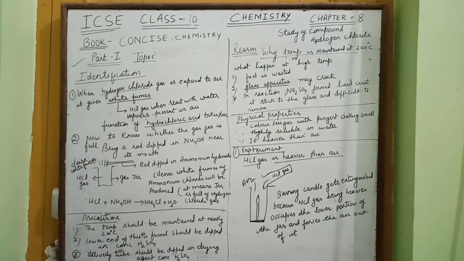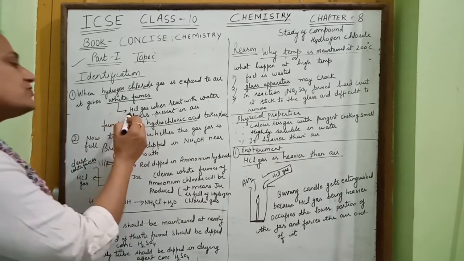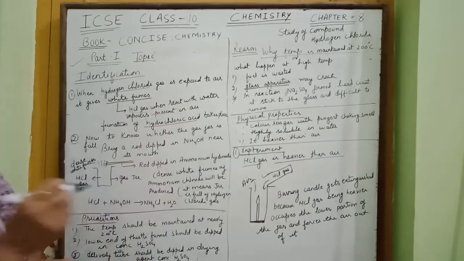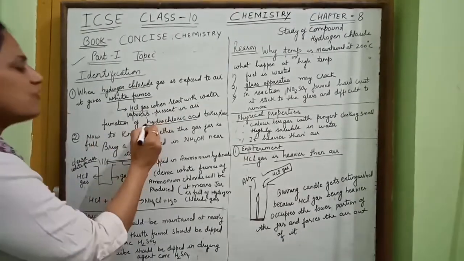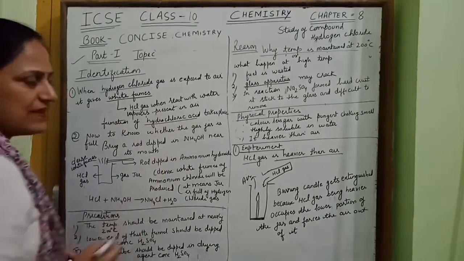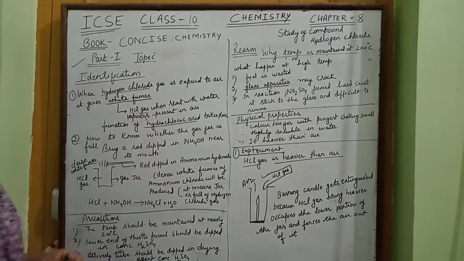Why does the formation of white fumes take place? Because when hydrogen chloride gas reacts with the water vapor present in air, hydrochloric acid is formed. Because of that, white fumes occur.